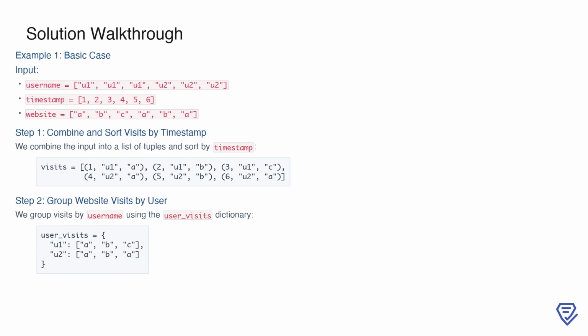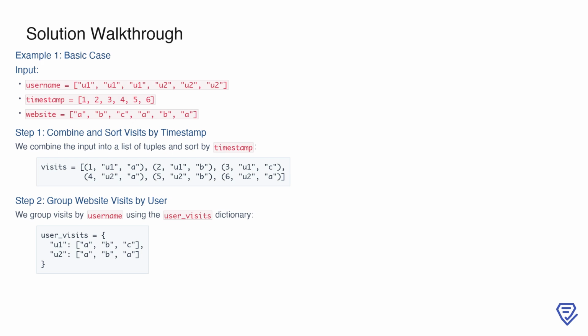To solve this problem, we start by organizing the data. First, we combine the inputs username, timestamp, and website into a single list of tuples, where each tuple represents a visit and includes the timestamp, username, and website. Then, we sort this list by timestamp to ensure the visits are ordered chronologically. This gives us a structured view of the data as 1 U1 A, 2 U1 B, 3 U1 C, 4 U2 A, 5 U2 B, 6 U2 A.